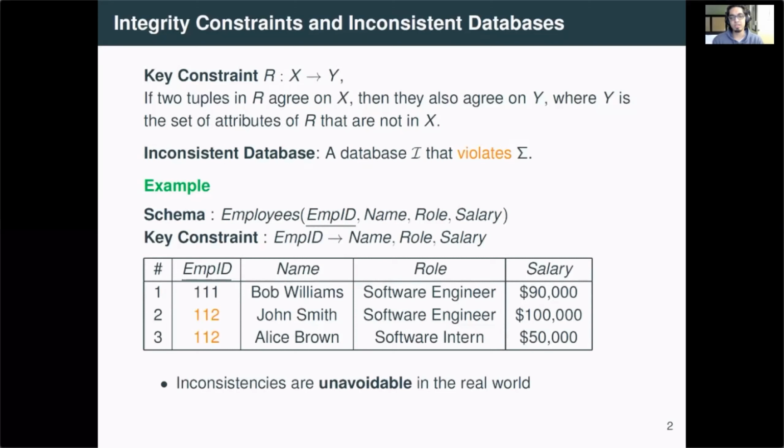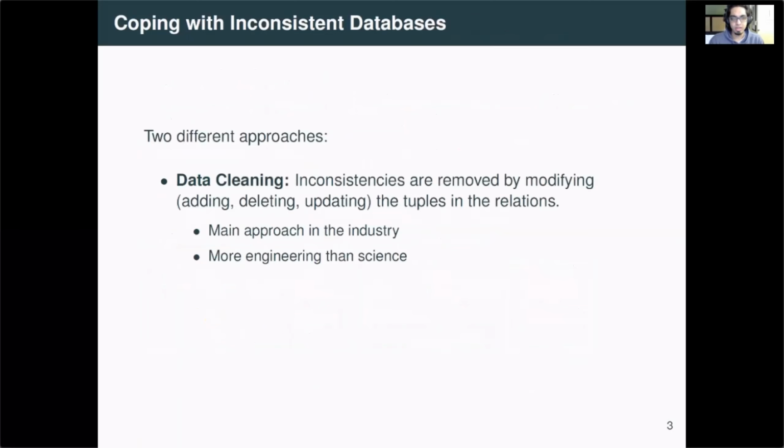In the real world, inconsistencies are pretty much unavoidable, and therefore we must figure out a way to deal with inconsistent databases. There are primarily 2 approaches to that, the first one being data cleaning. So the idea here is you somehow remove the inconsistencies. You may want to add new tuples, you can delete the existing ones, you may want to update the data itself, to come up with a clean version of the database so that you can run your queries on that. This is the main approach in the industry today, but the criticism that this one gets is that this is an ad hoc approach, or this is more engineering than science, because this often involves making arbitrary choices while cleaning the data.